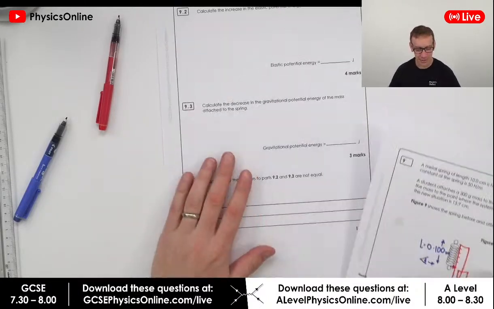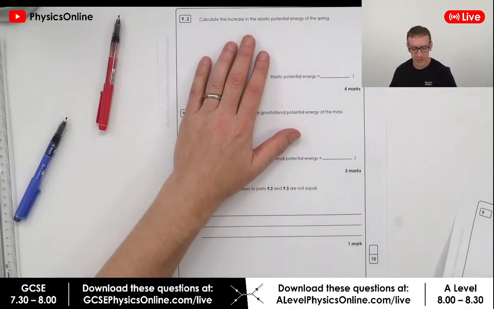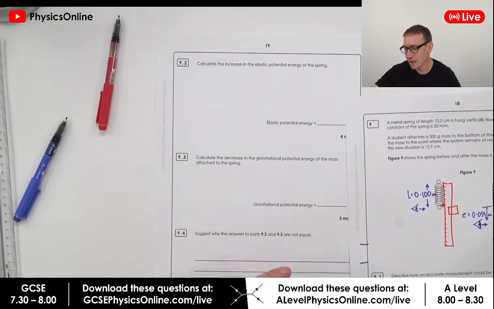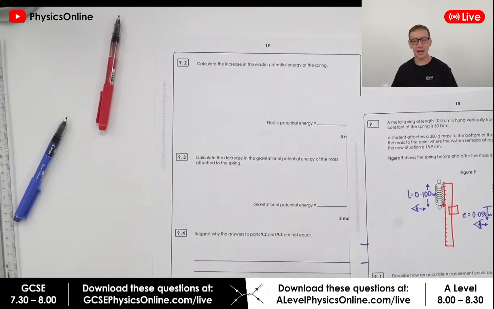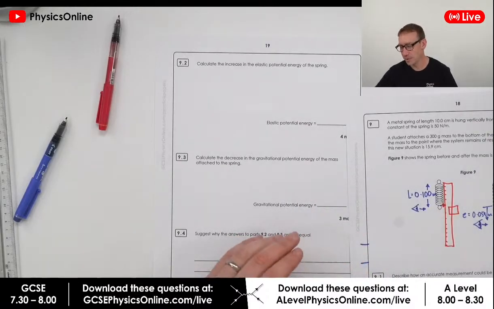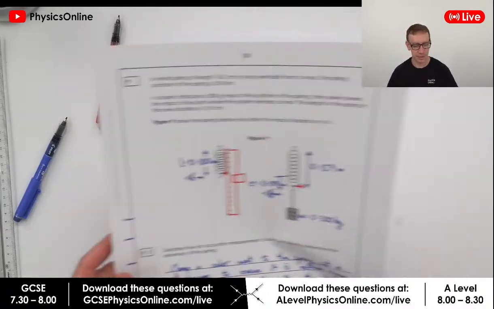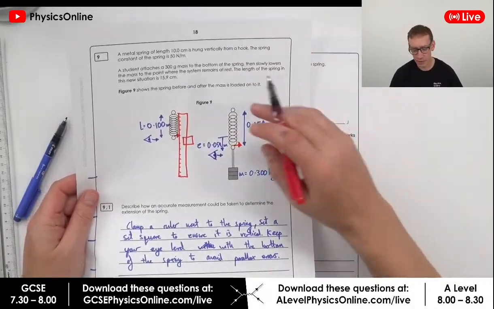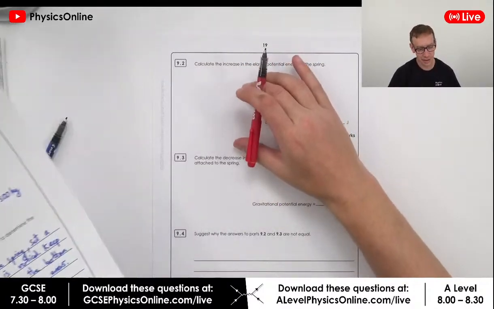Right. Okay, the next question. Calculate the increase in the elastic potential energy of the spring. So this question is a nice one because it's just a kind of calculation. And I reckon most people are going to get the marks for this. Now, my approach would be looking at the data over here. We've got lots of information here, so I want to write it down again over here.